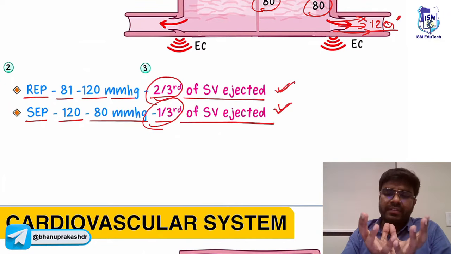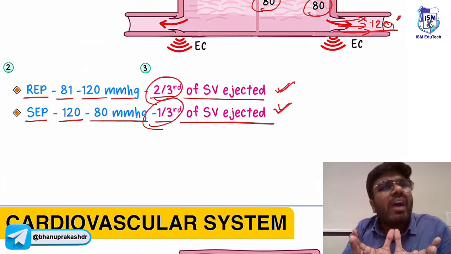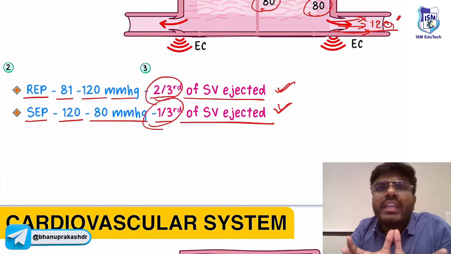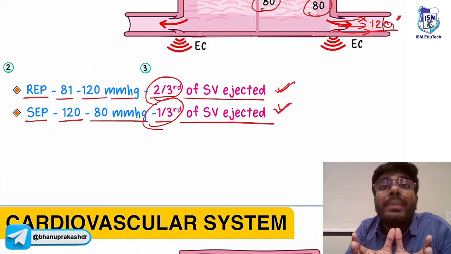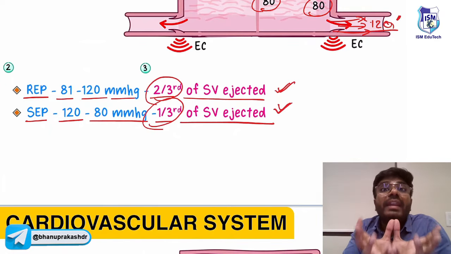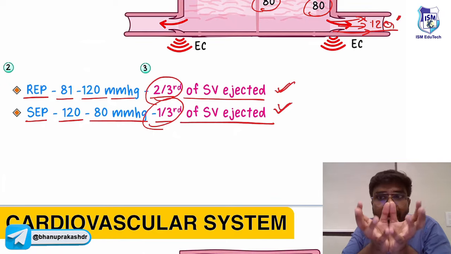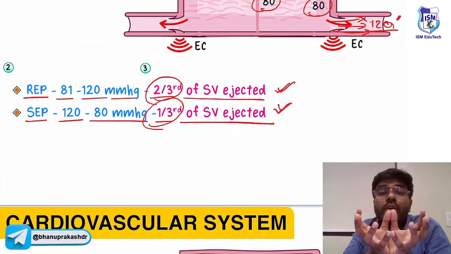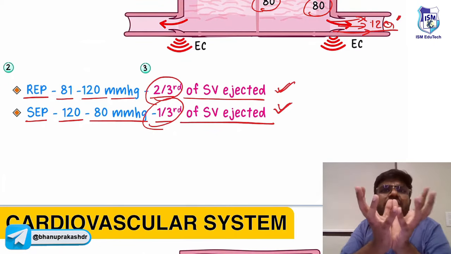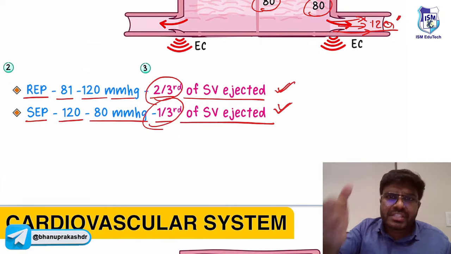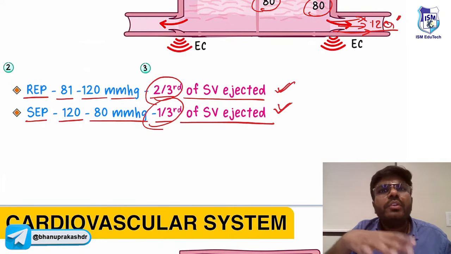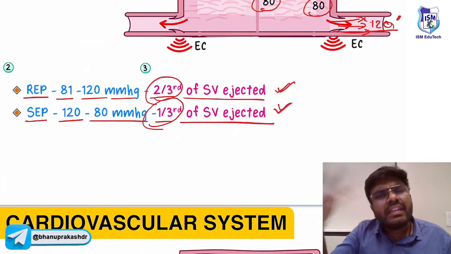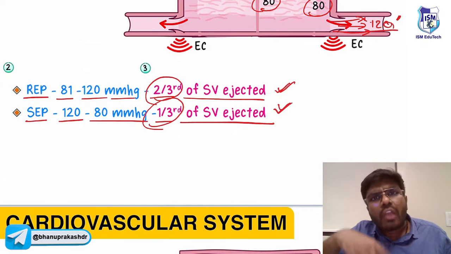See, how much have you filled in the ventricles? Almost 120 to 140 ml, right? That's the end-diastolic volume, or preload. You have filled the end-diastolic volume, 120 to 140. When the ventricle is contracting, during the rapid ejection phase or slow ejection phase, do you think everything will go out? Do you think all 140 will go out?